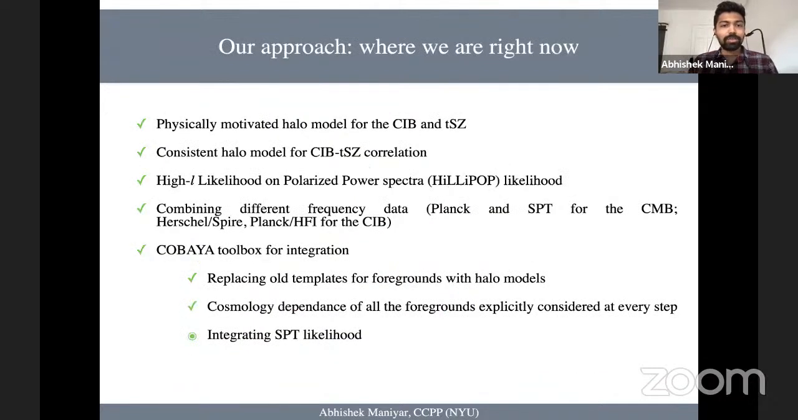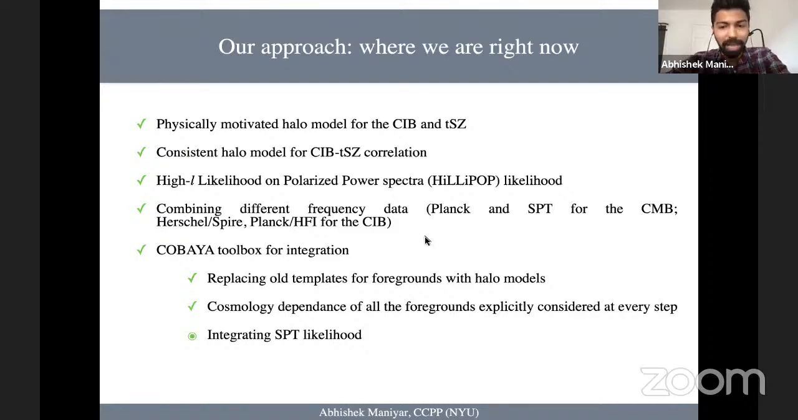All right, so our approach and where are we right now? We have developed a physically motivated halo model and a simplistic model for the CIB and tSZ, and we have constructed a consistent halo model for the CIB-tSZ correlation. We are using the HiLLiPoP likelihood to deal with the Planck data.